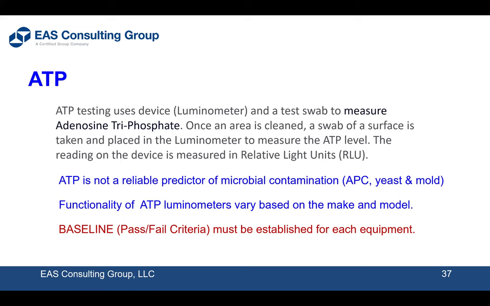If you have rubber in your zone two, if the rubber cracks, no wonder after two to three days they swab it and they find high levels of APC and levels of yeast. That tells you that you really need to assess, you need to establish the baseline based on your process and on the equipment.